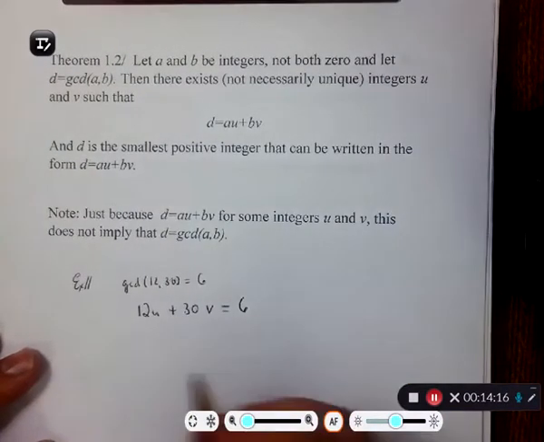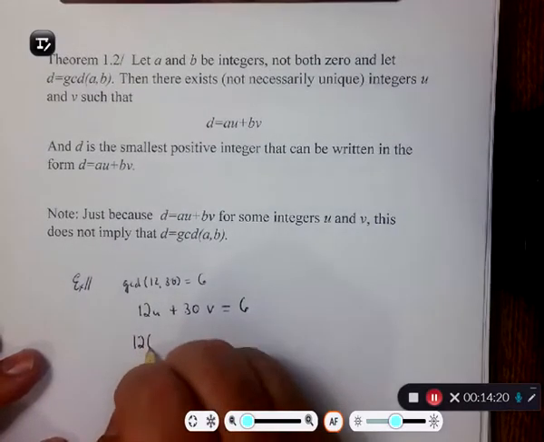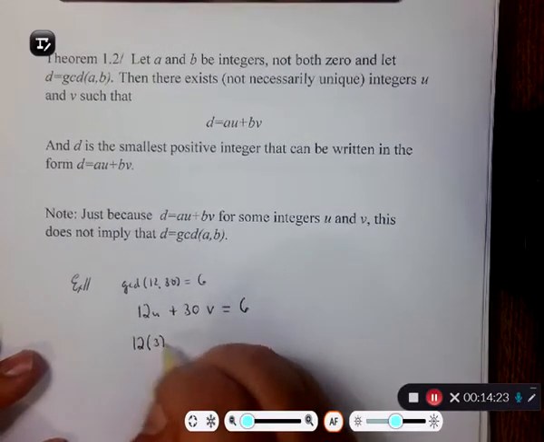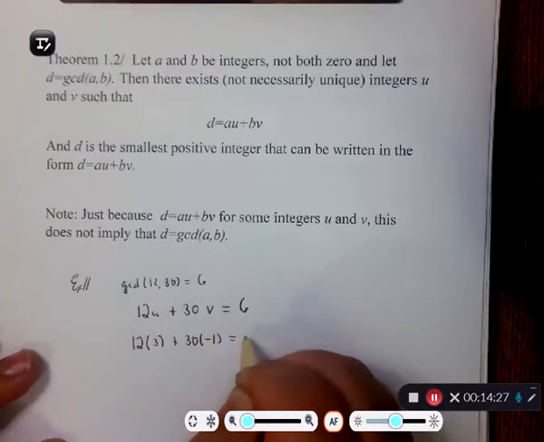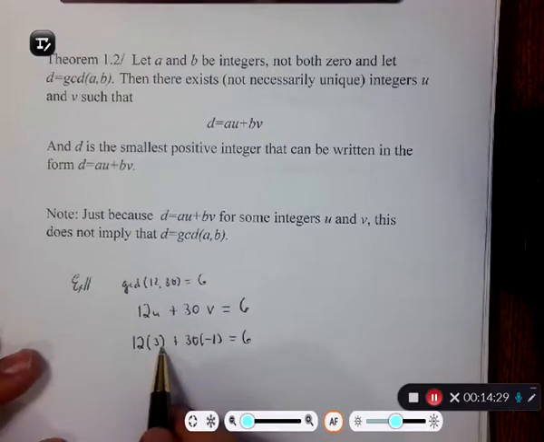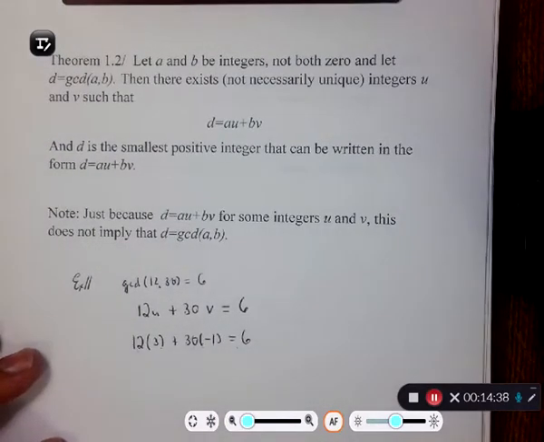Well, there's lots of examples here, but what if I do this? 12 times 3, if I let U equal 3 and I let V be negative 1, that would be equal to 6. 12 times 3 is 36. 30 times negative 1 is negative 30. 36 minus 30, yeah, it's 6. That works. But also notice this, I could have done this.